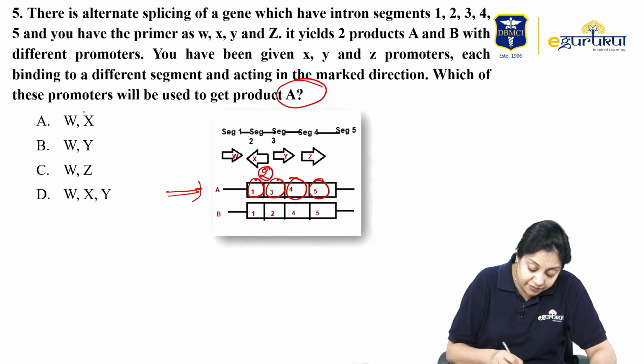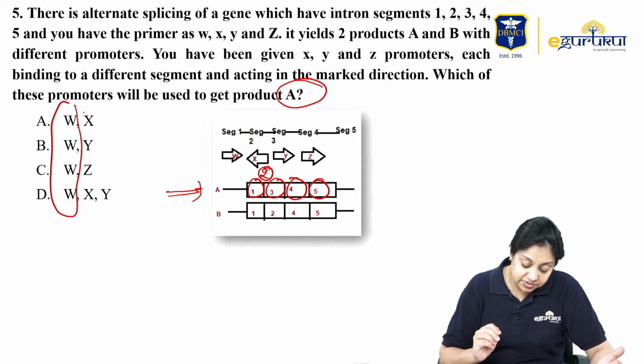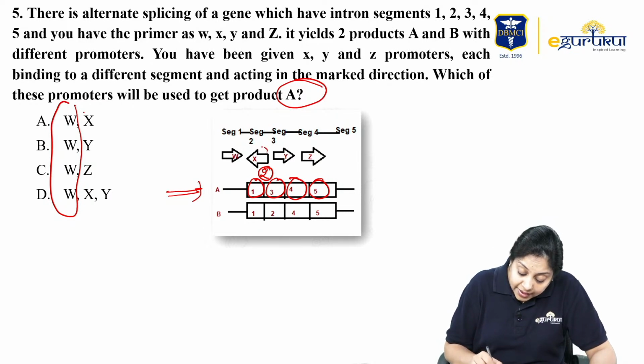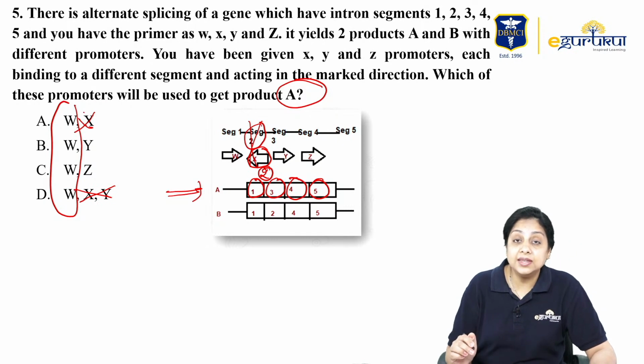So W we have to use no matter what. Now we have to decide whether we want the X, Y, Z primer or XY primer, right? So X is related to segment 2. Do we need segment 2? No. So we don't need X. So this choice is gone, this choice is gone. Y and Z are left.